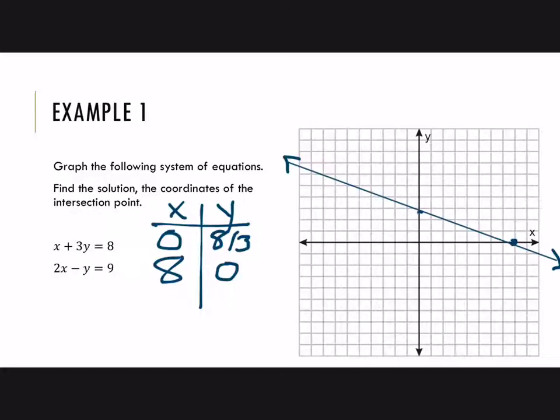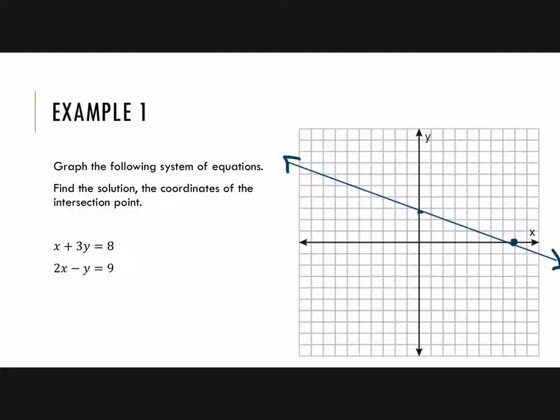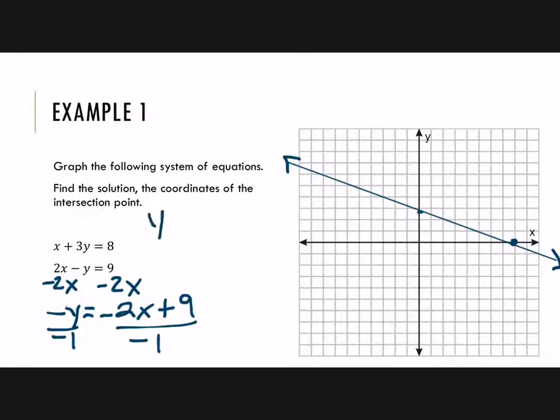Alright, the next line. I could do the same thing and look for the intercepts, but in this case I'll do the other method. I'll switch this to y equals mx plus b. One thing we can do is subtract 2x to get the y term by itself. So we end up with -y equals -2x plus 9. I want y equals, not -y, so I'm going to divide everything by -1, and all the signs change. This is going to be y equals positive 2x minus 9.